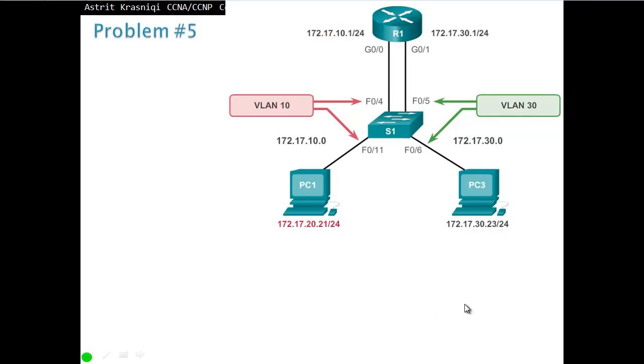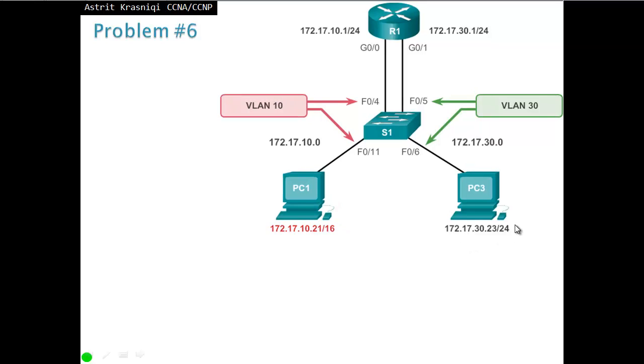Problem number 5. If you look, for example, what do you think is the problem? Okay, it's in red. Maybe it shouldn't be in red. So 20 here and 10, so they don't match on the correct subnet. So obviously they're not going to be able to communicate. So we fix it. Next problem is problem number 6.